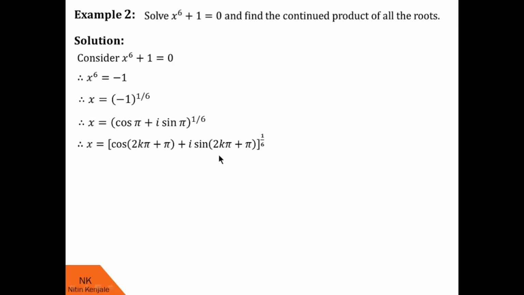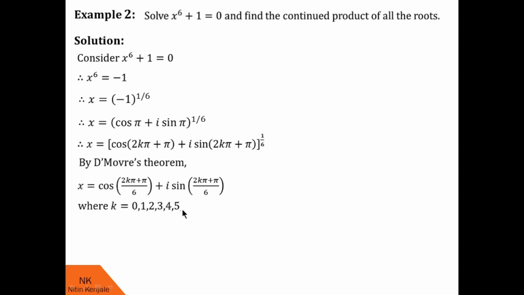Then by de Moivre's theorem, this RHS can be written as cos of (2k pi plus pi) whole divided by 6 plus i sin of (2k pi plus pi) by 6. Here k takes values from 0 to n minus 1. Since n is 6, n minus 1 will be 5. So k takes values 0, 1, 2, 3, 4 and 5. Now according to step 3, we will put values of k one by one in this equation and we will find out the 6 distinct roots of this.